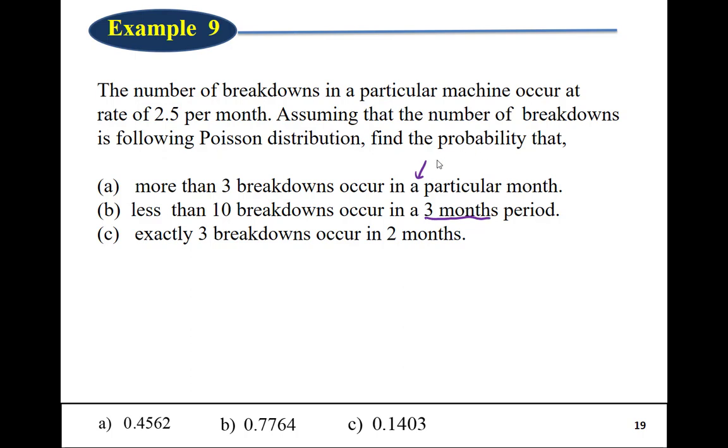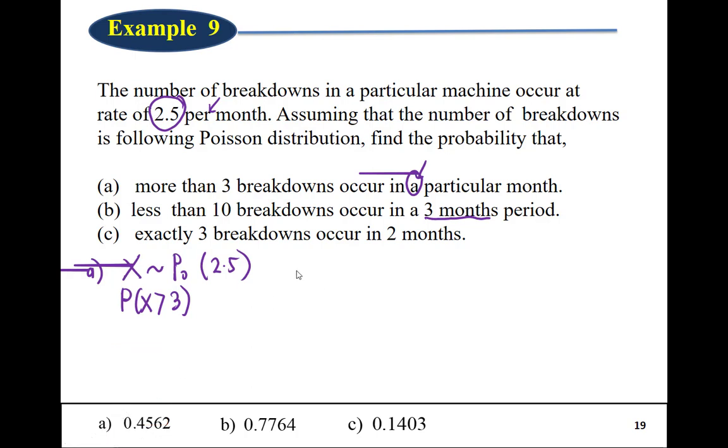Okay, for this question, we are going to change the lambda. Given lambda 2.5 is per month, only 1 month is 2.5. So question A is 1 month. Question A, the distribution is Poisson, the lambda is 2.5. The question is more than 3, so probability X more than 3.